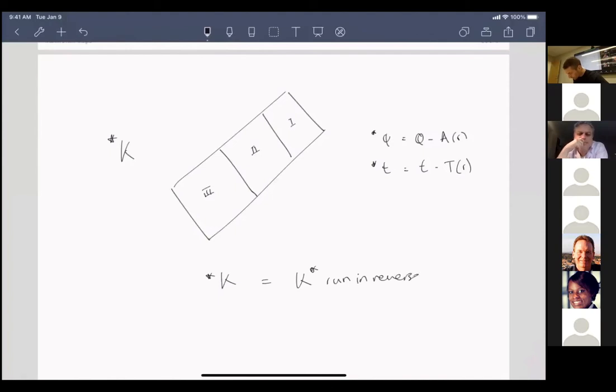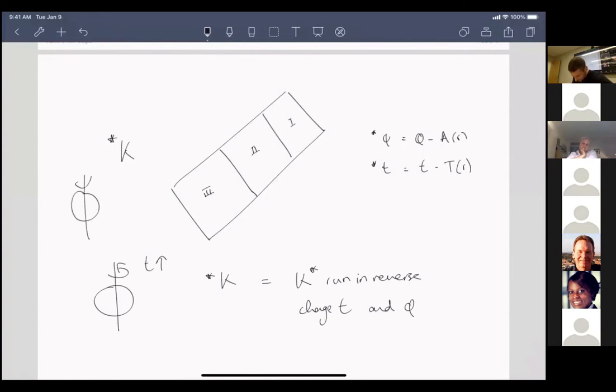where I change the time direction, so change t and phi, right? So that in one case I have a black hole that's rotating like this, and the time is going up. In the other case, I have a space-time that's going like that, and the time is going down. There's an isometry between these things. It's like running a movie backwards. The actual metric is the same.